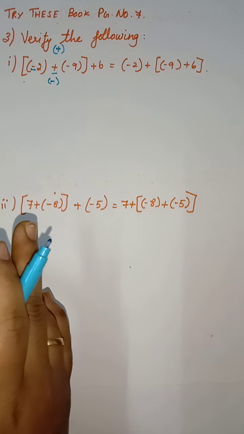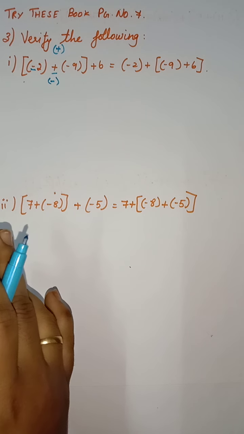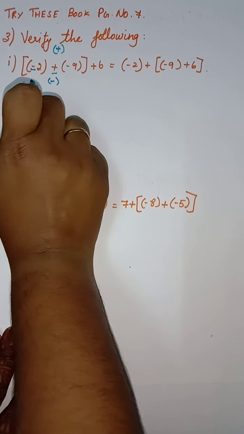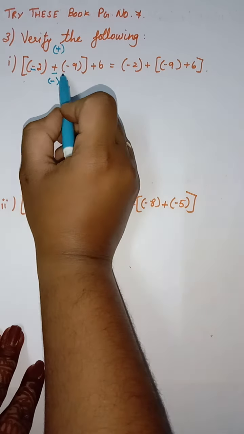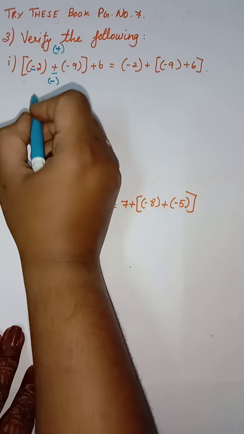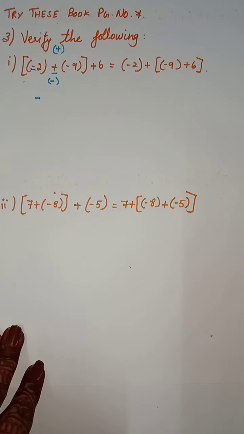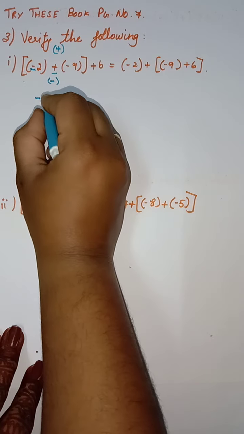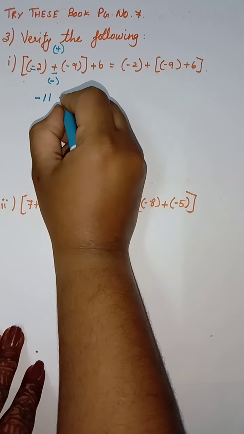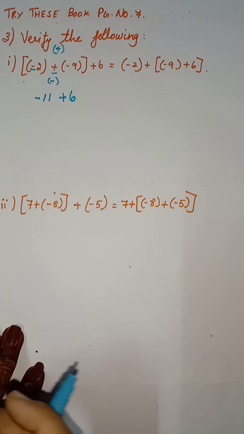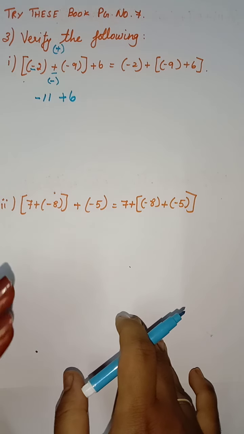While adding, the next step is to see the biggest number's symbol. Here minus 2 and minus 9, which is biggest? 9 is the biggest number, and its symbol is minus. So we take that and write minus. Then add 2 plus 9, which is 11. The remaining plus 6 should come as it is. We should not alter it; we write it as it is.